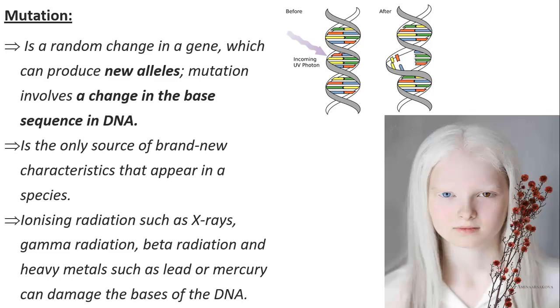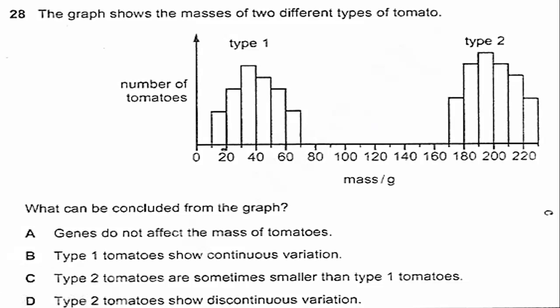What causes a mutation, or what is the source, or what makes mutation happen? Being exposed too much to ionizing radiations, such as what? X-rays, gamma radiation, beta radiation, also the exposure to heavy metals too much, such as lead or mercury, can damage the bases of the DNA, which causes mutation. Some mutations are useful, as we will learn later, while some mutations are harmful, and some mutations don't have any effect at all. Let's answer some questions together.